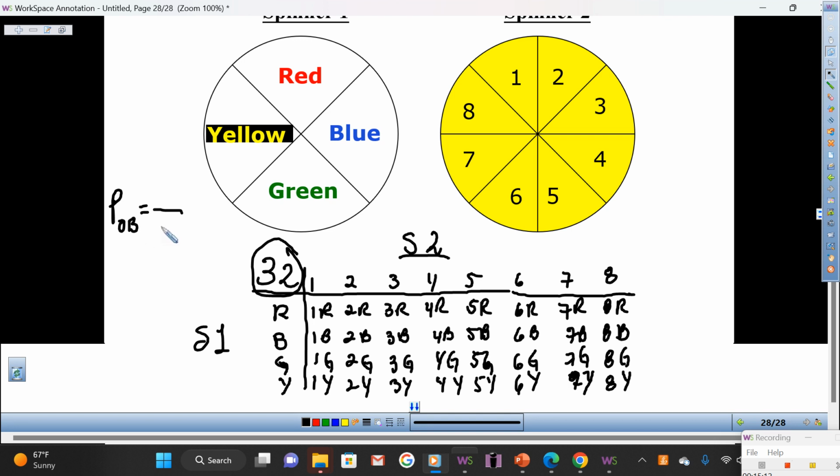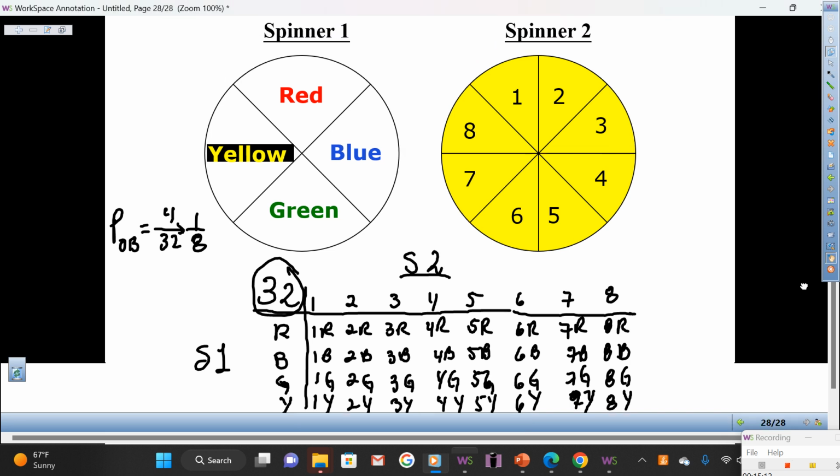Which is 1 out of 8. So every 1 time out of 8, you're going to get an odd blue. Odd blue. Hands if you got something like that? Yes? Okay. All right, let's answer the second question.